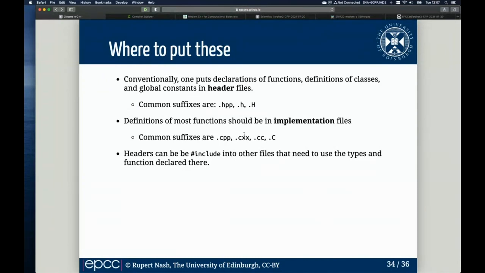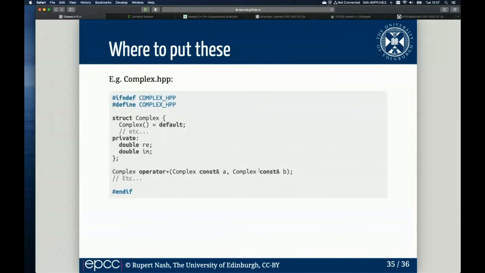And the definitions of most functions should be placed in the implementation files, whose suffixes are .cpp, .cxx, .cc, and again, .C, which you shouldn't use. And these headers can be #included into other files that need to use the types and the functions that are declared there. So for example, we might have for our complex type a header called complex.hpp that could look a little bit like this.